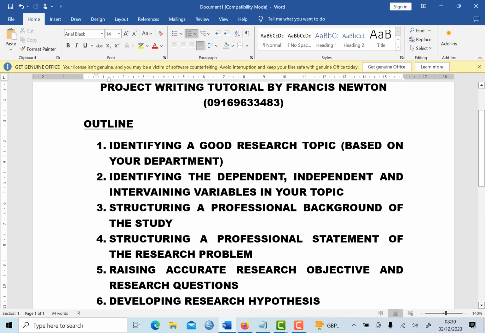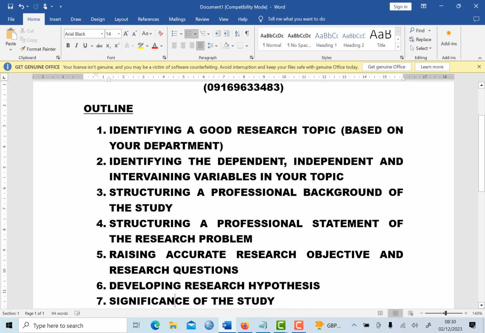We are going to be learning how to identify those variables based on the research topic that we are going to select today. Then we are going to structure a professional background of the study. After that, we structure a professional statement of the research problem. What is the statement of the research problem? The statement is the problems your research intends to solve. Am I communicating? The problems your research intends to solve are the statement of the problem.